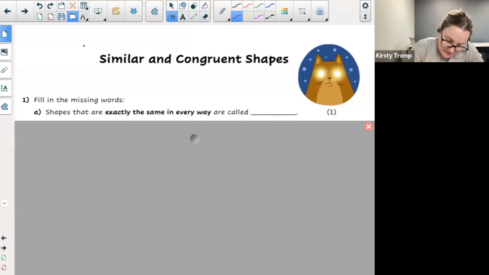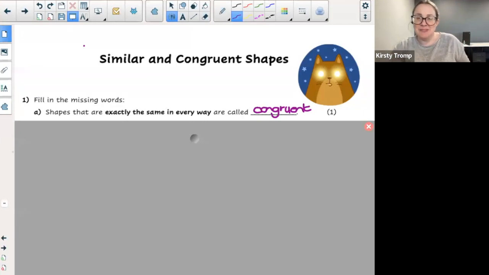Yes, ma'am. Okay, Lungawa, shapes that are exactly the same in every way, same angles, same sides. What are they called? Congruent. Well done, congruence. Now you're going to make me spell this word, and you know my spelling is not great. There we go, congruence. All right, thank you so much, Lungawa.